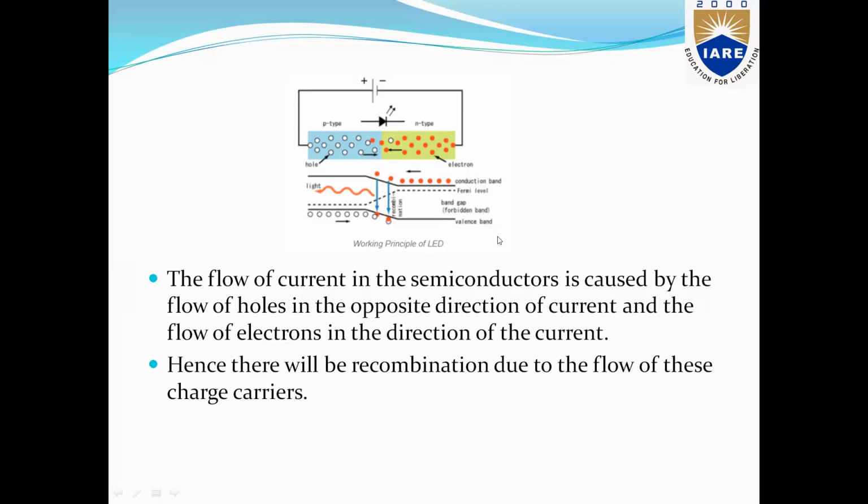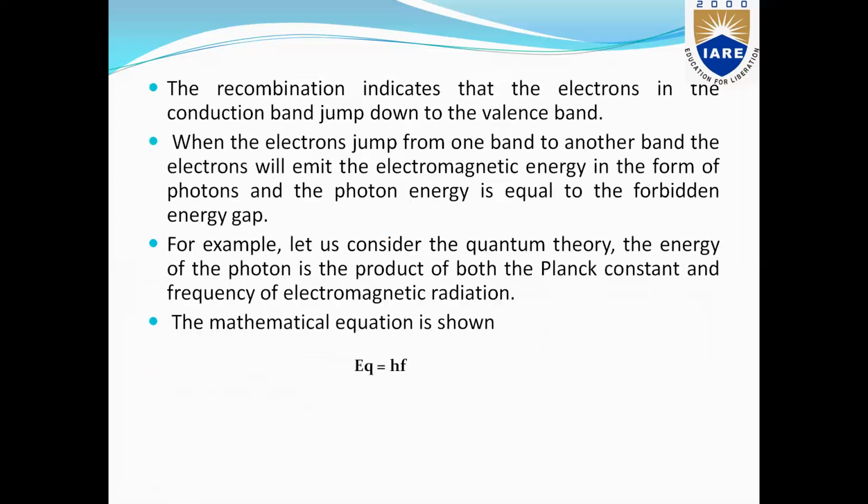The flow of current in a semiconductor is caused by the flow of holes in the direction of current and the flow of electrons in the opposite direction. Hence, there will be recombination due to the flow of these charge carriers. The recombination indicates that the electrons in the conduction band jump down to the valence band. When the electrons jump from one band to another, they emit electromagnetic energy in the form of photons, and the photon energy is equal to the energy gap.